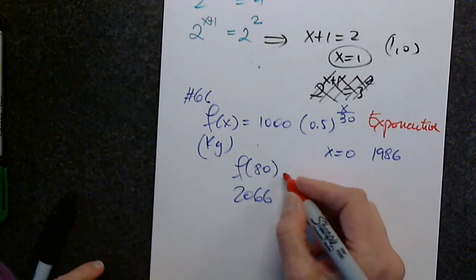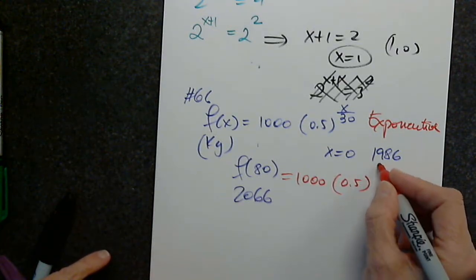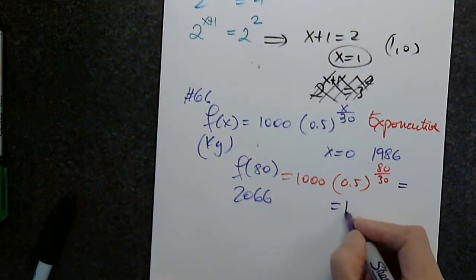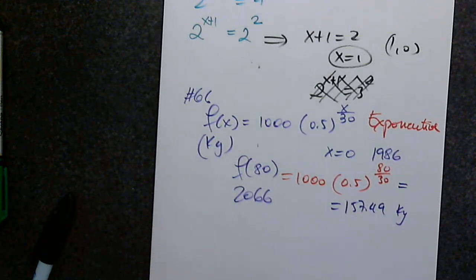So what we are asked to do is just plug it in: 1,000 times 0.5 raised to 80 divided by 30. Let's go to the graphing calculator. No one can do this by hand. So let's put it in. 1,000, parentheses 0.5, close the parenthesis, caret, and in parentheses, 80 divided by 30, which simplifies to 8 divided by 3, and close the parenthesis. So I got 157.49 kilograms of cesium-137 still existing in the atmosphere. What would you tell the children or grandchildren of the people who used to live there before the power plant exploded?